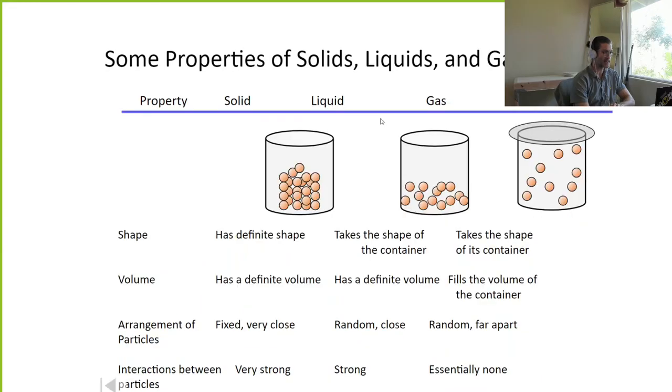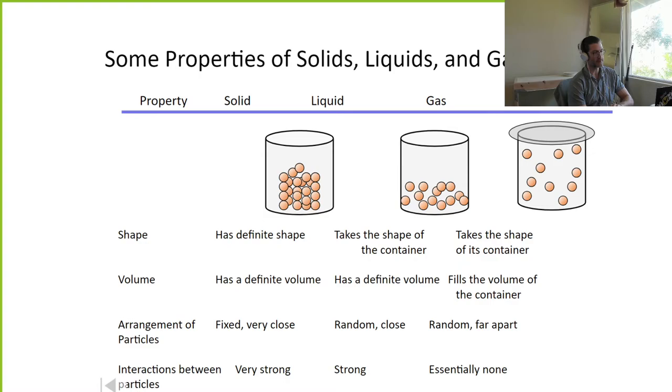Another chart, incidentally, if you open the PowerPoint, each one of these dots is its own separate image object. It's amazing. So a solid has a definite shape. A liquid will take the shape of the container, as will the gas. Solids and liquids both have a definite volume, while the gas will fill the volume of the container.